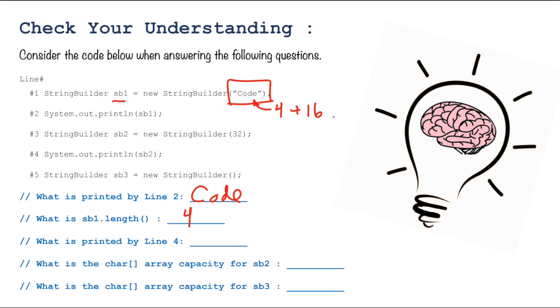After that, we have a second StringBuilder object. It is being instantiated with an integer, so it sets the capacity to size 32. And when it asks to print out SB2, we did not add any characters to it. We did not initialize it with a string, so it will have a blank output. It is an empty string. So what is printed by line 4? Nothing. This is an empty string.